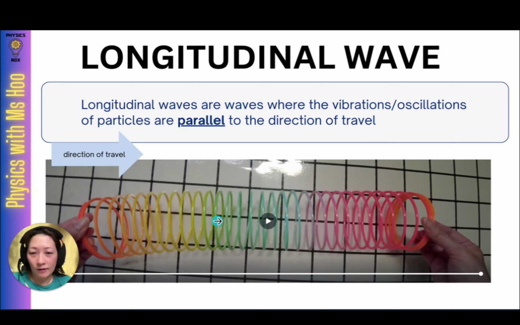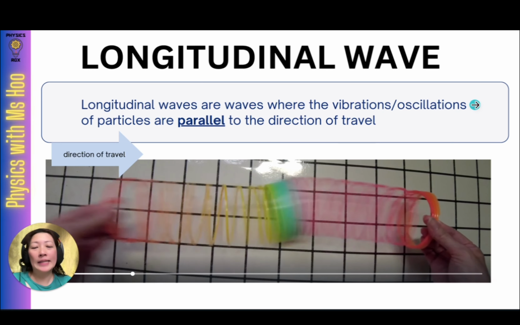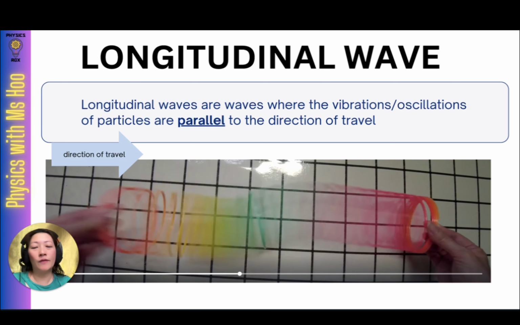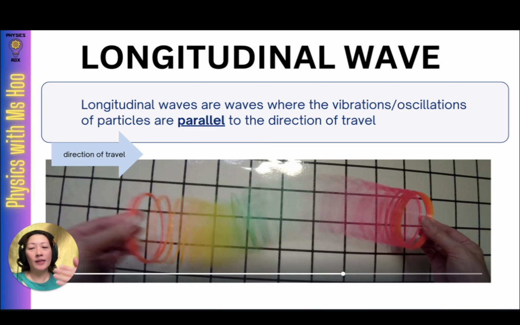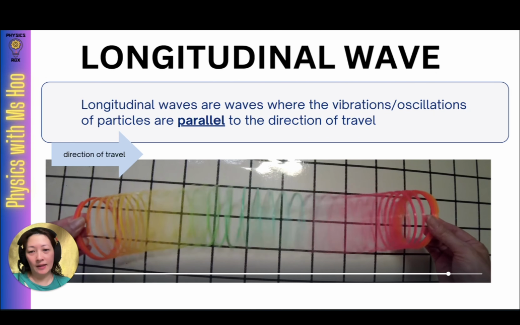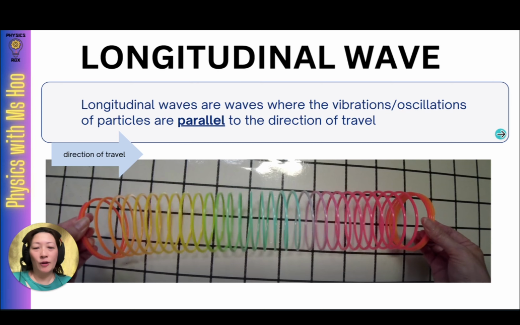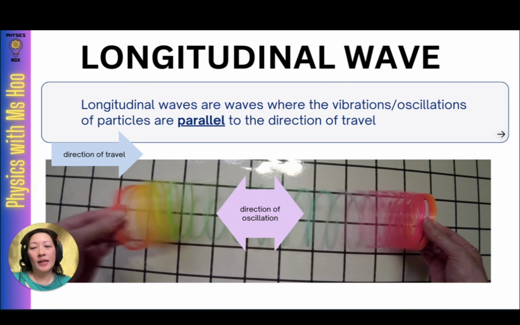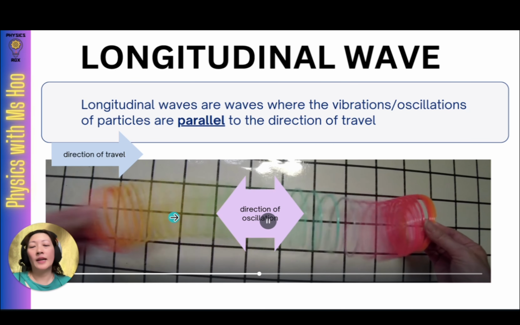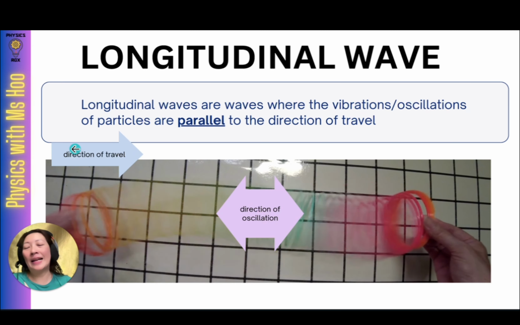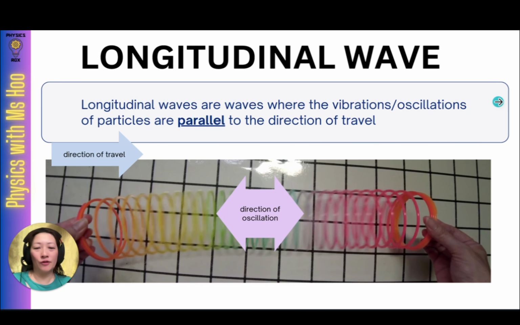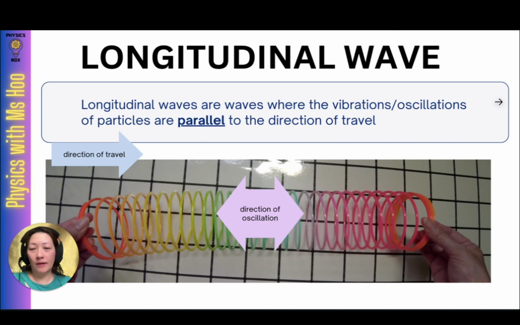And if we were to zero in on one of the coils, again the green part of the coil, let's watch that again, you can see that the green color part of the coil is moving back and forth, again oscillating around the same area. So that's why we say the direction of oscillation is parallel, because they are moving along that same line of the direction of travel. However, be very careful, students.